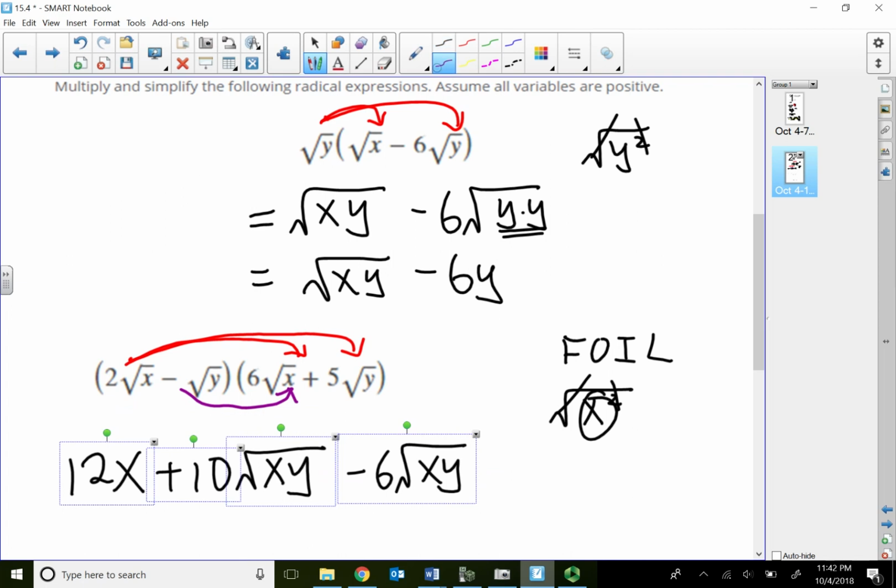Now the last thing I do: negative square root of y times positive 5 square root of y. The square root of y times the square root of y is the square root of y squared, or y times y. The square and square root cancel out, and y comes out. By the way, negative times positive is negative.